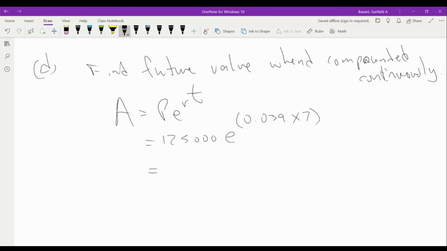I want to get an answer for this. 164,237 and 53 cents. And compounding continuously should always give you more money than monthly or annually or daily or even by the second. Compounding continuously is almost like an infinite number of times per year.